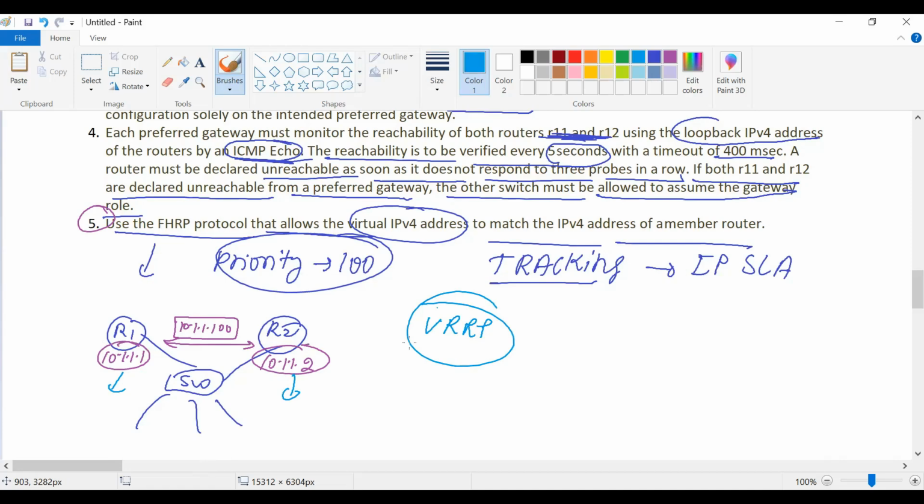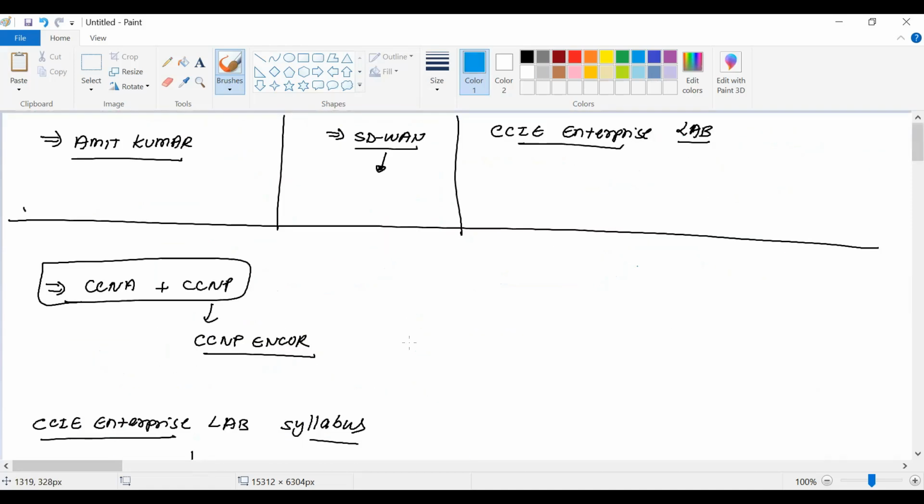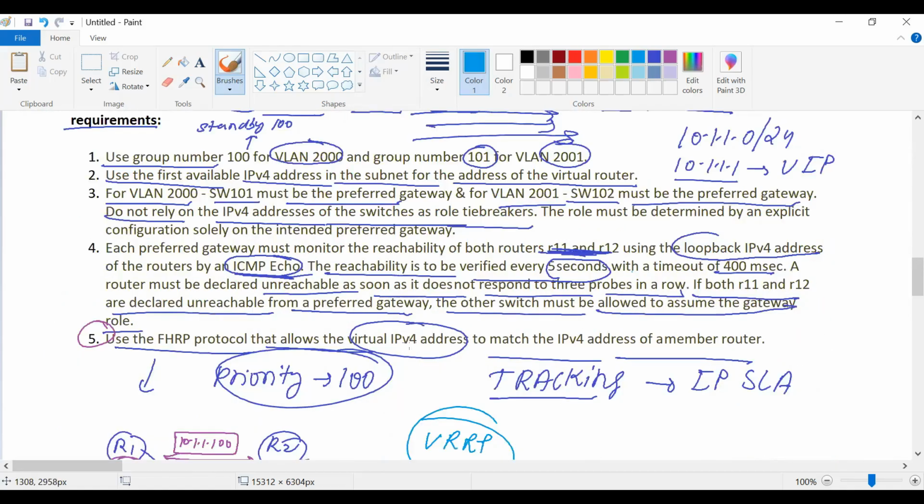This kind of question will be given in the lab exam. Very tricky.